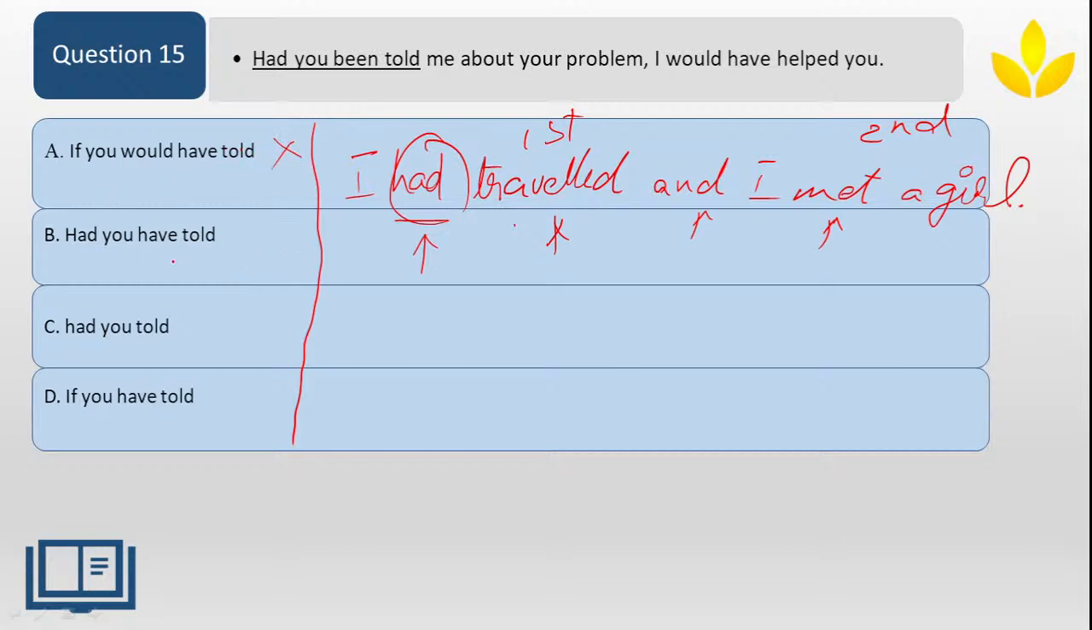Had you have told, it doesn't make any sense. Had you told me about your problems, this is okay. If you had told is okay. If you have told is wrong. In this sentence, it won't help you. So the option is C.